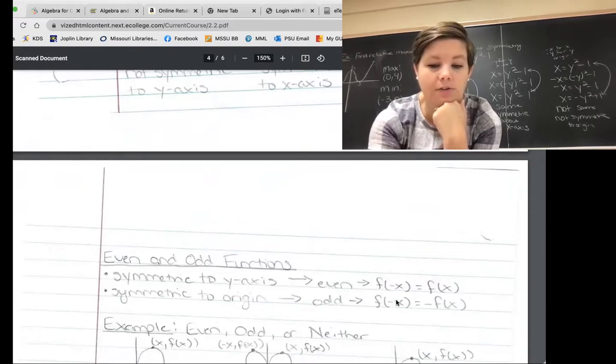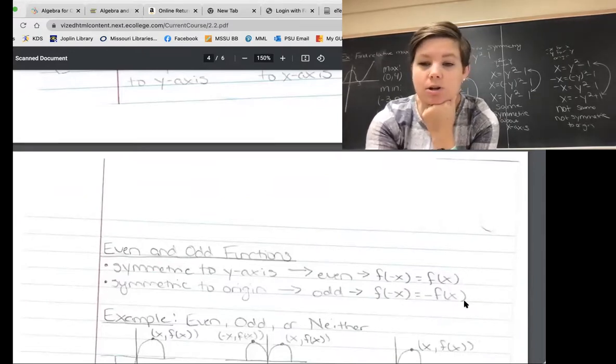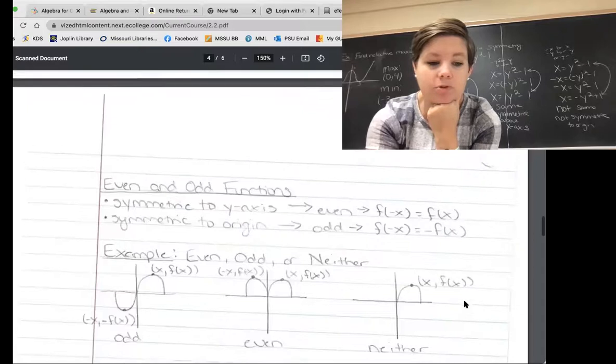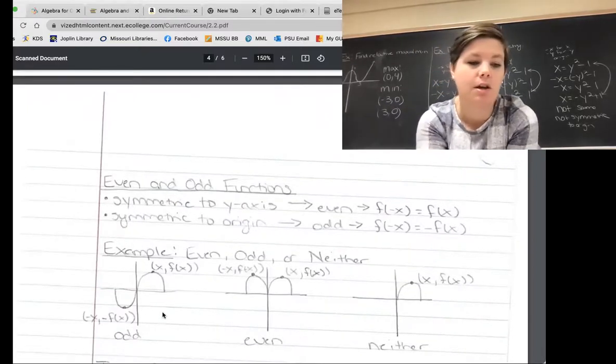That means our f of negative x equals negative f of x, okay? And then we have neither. If it's not even, if this doesn't work, or if it's not odd and this doesn't work, then we're something called neither. So here are 3 examples, the general examples.